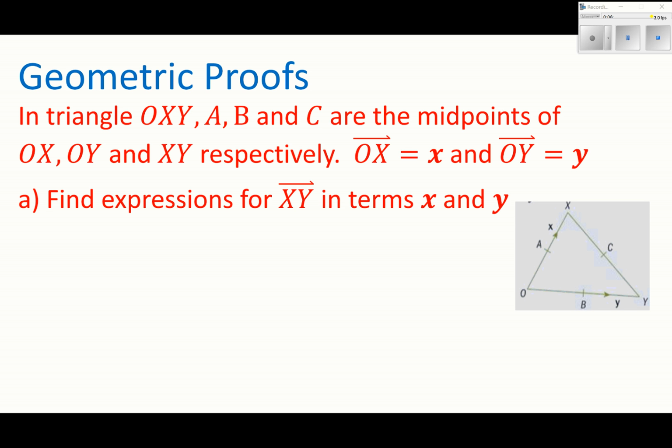If I wanted to find XY in terms now of X and Y, so that third side of my triangle, I could rewrite this and say XY is going to be XO. Again, we're trying to find another route to get from X to Y. So I'm starting here and going back this direction: XO plus OY.